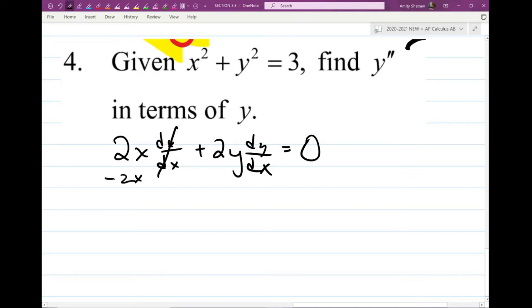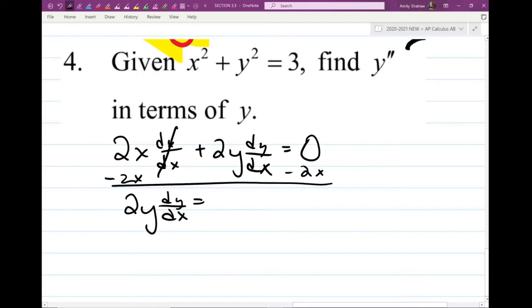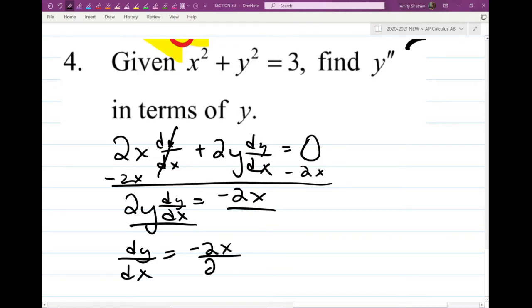I'm going to minus 2x from both sides, and I'm going to say that I have a 2y dy dx, and that equals a negative 2x. I want to divide by that 2y. I don't write that down just in terms of saving space and time. Dy dx equals a negative 2x over a 2y, and I can reduce that to a negative x over y. Wow, that was really easy. Okay, so that's my first derivative, negative x over y.